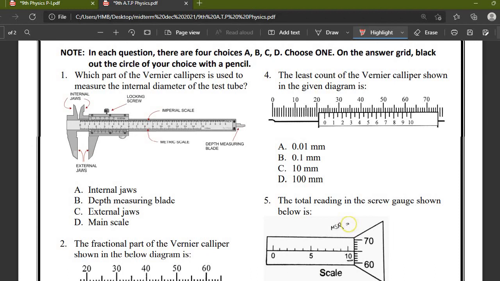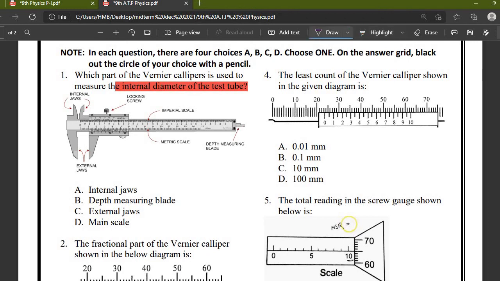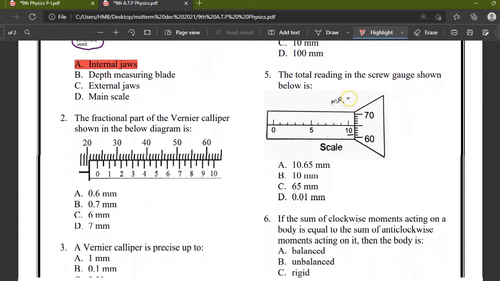Now here we have our ATP exam paper that consists of 10 MCQs. So let's see question number 1. Which part of the vernier caliper is used to measure the internal diameter of the test tube? So we know that we have three functions of the vernier caliper. These internal jaws are used to measure the internal diameter. These are used to measure the external diameter, and this is used to measure the depth of the rod. So the correct answer is the internal jaws, which are used to measure the internal diameter of a hollow object.